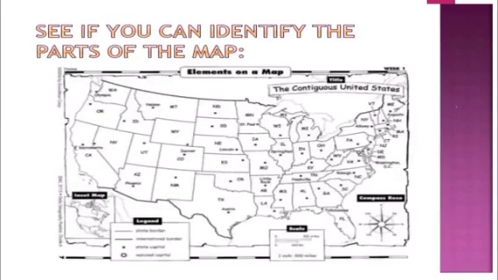See if you can identify the parts of the map, which means elements on a map. The first element is that title. Here, the title is the contiguous United States. Next element is that inset map. Then legend or key. Then we have scale. Then final element is that compass rose. Here we can see the picture of elements on a map.